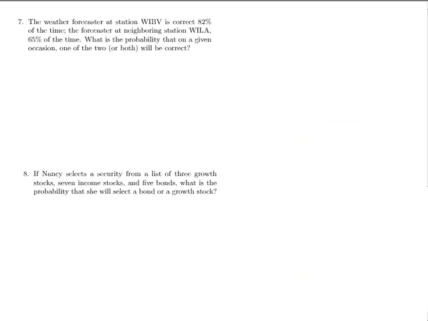We have 2 weather forecasters, one at station WIVV and one at WILA, and they each have a different percentage chance of being correct. Now, one person making forecasts will be independent of another person. In other words, first person being correct is not going to influence the other person. Now, we want to know what is the probability on the given occasion that one of the two or both will be correct. Well, in essence, we're drawing a tree.